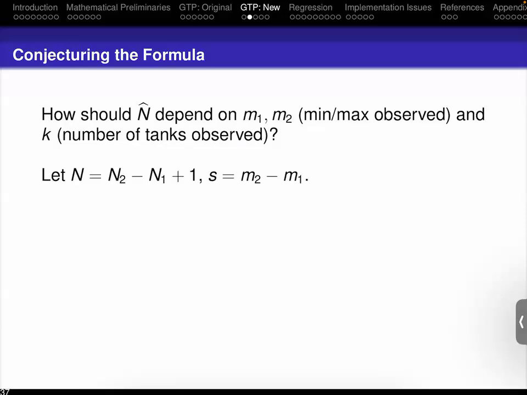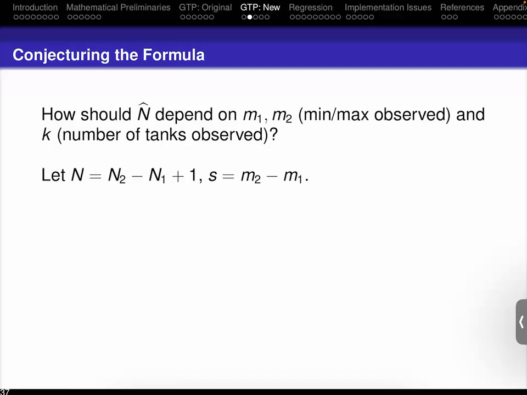If you have the same spread but for more tanks observed, what should happen to your guess for n hat? It should go down. What's the smallest n hat could be? Before, we said the smallest it could be was m. What should the smallest n hat be now? m2 minus m1. Almost. Let's say your smallest is 3 and your largest is 5. So m2 minus m1 plus 1.